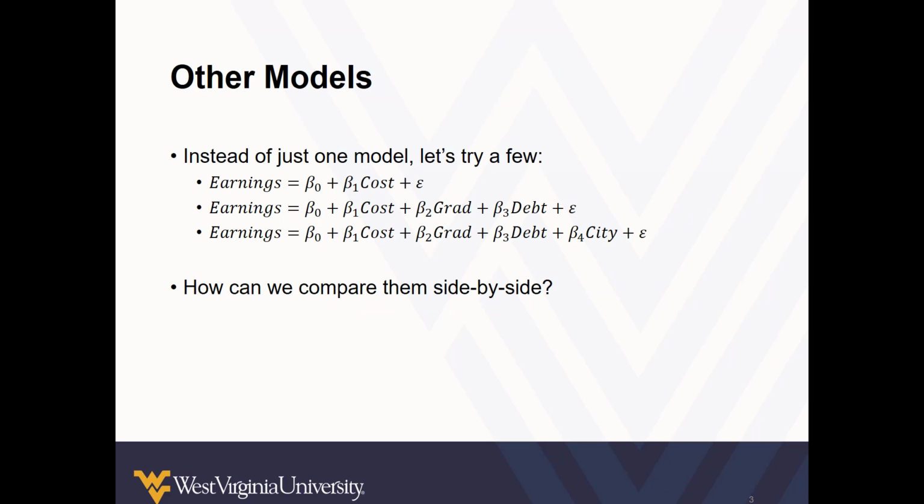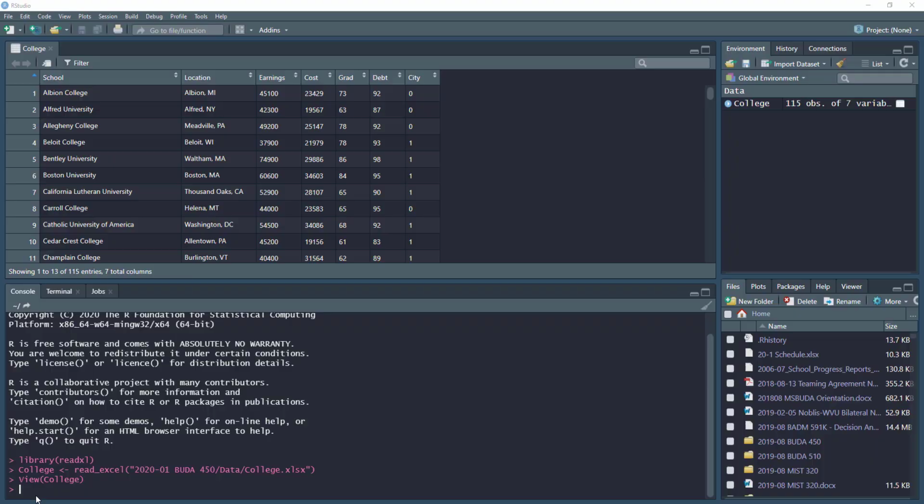So there are a few different models we could try. We could just evaluate earnings based on cost of attendance, or maybe cost, graduation rate, and percentage of students with debt. Or we can look at all four of these variables. So let's go ahead and build these models in R.